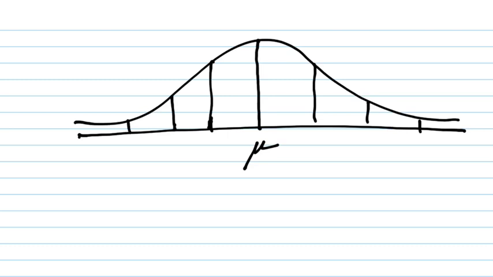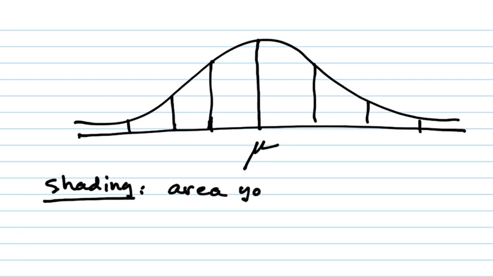So there's a couple of things that we want to talk about. The most important thing that you can do when you're looking at these is to get your shading right. If you get that shading right, then the rest of it's just a matter of reading information from the chart, right? So you always want to shade simply the area you are looking for. It's really that simple. Don't make it harder than it has to be.